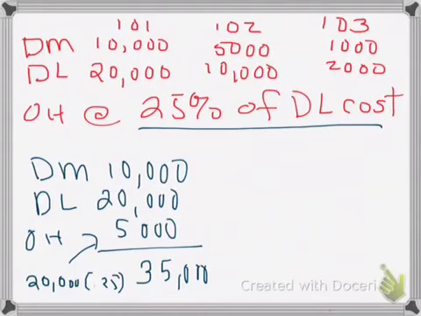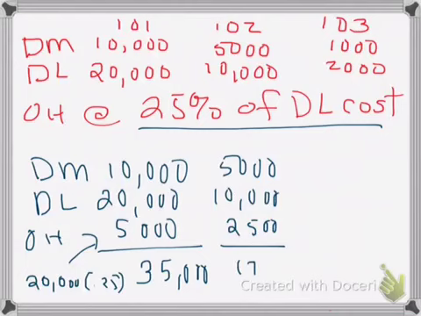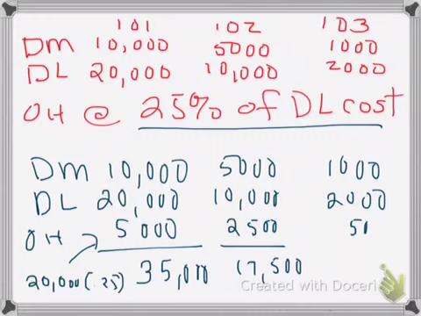For job 102, pretty much the same thing. I would take the 5,000, I take 10,000. I would then have to take that 10,000, multiply that by 25%, and that gives me 2,500. And so my total cost for this one would be $17,500. And for job 103, I have 1,000, I have 2,000, 25% of 2,000 is going to give me 500. And so I'm going to be looking at $3,500 is how much that particular job would cost.